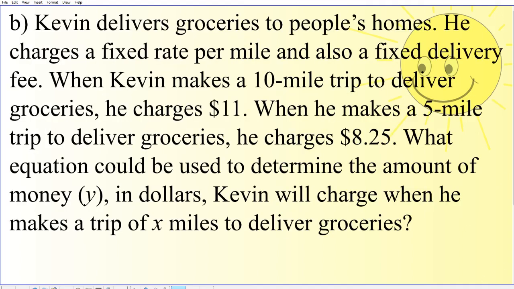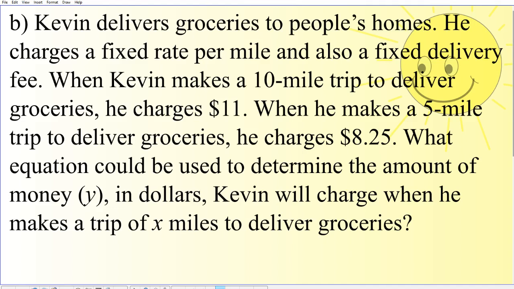So, example B says, Kevin delivers groceries to people's homes. He charges a fixed rate per mile and a fixed delivery fee. When Kevin makes a 10-mile trip to deliver some of his groceries, he charges $11. When he makes a 5-mile trip to deliver groceries, he charges $8.25. What equation could be used to determine the amount of money that Kevin will charge when he makes these trips?